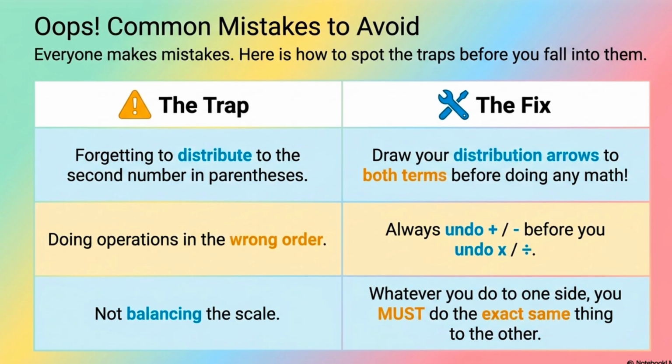These are some of the most common mistakes students make with multi-step equations. One is forgetting to distribute to both terms in the parentheses. Another is doing the steps in the wrong order. And another is forgetting to do the same thing to both sides of the equation. So remember, simplify first, work backwards, and always keep the equation balanced.